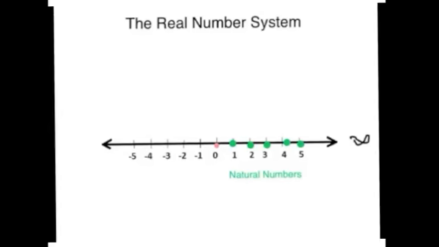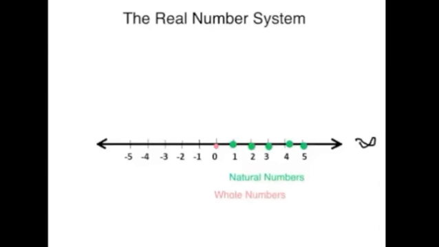After the natural numbers, we just add 0. Those are now called the whole numbers. When we start thinking about the natural numbers, whole numbers, and the opposites of the natural numbers, we can go all the way out from negative infinity to positive infinity. These numbers are called the set of integers.